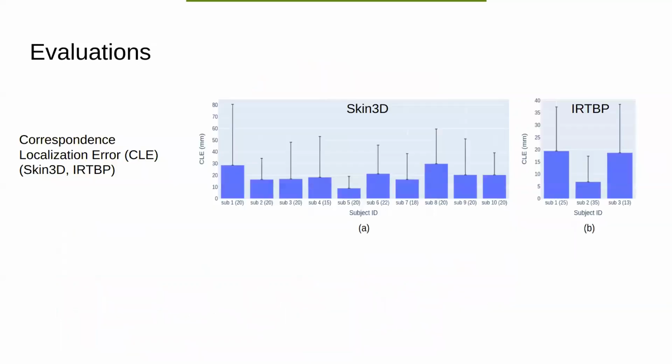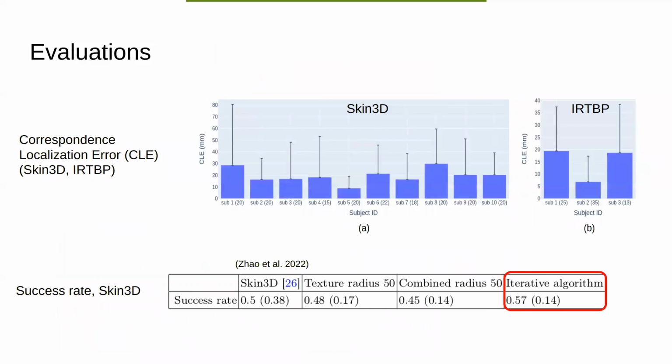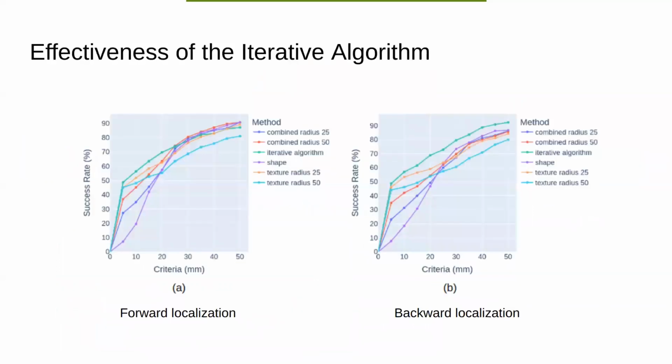We evaluate our method in a public dataset, Skin 3D, and a private image-rich TBP dataset. Our success rate at the 10 mm criteria is comparable to the only reported method on the public dataset. We also demonstrate the effectiveness of the iterative algorithm. The iterative method consistently performs better in success rate under the 20 mm criteria.